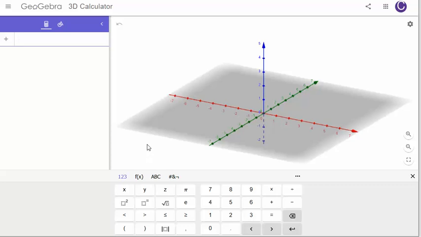Alright, so what we can do here is we can graph points or vectors in 3 dimensions. So the vector we have has a head at, what did we say, 5, -12, and 2. Okay, so I'm going to plot the point at 5, -12, 2.